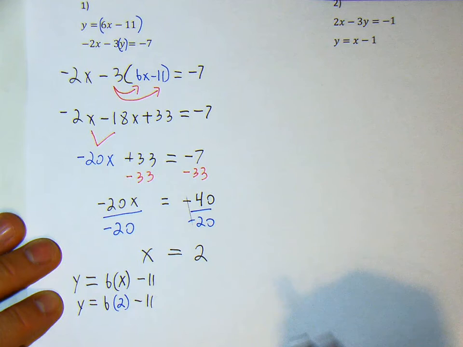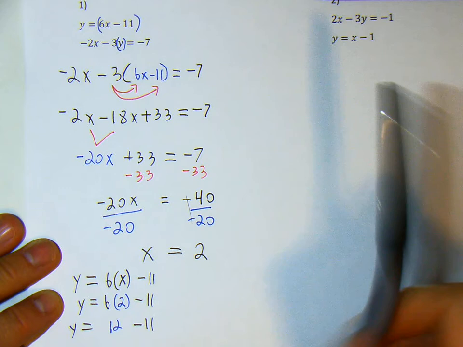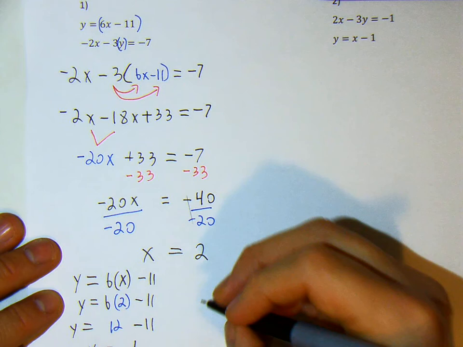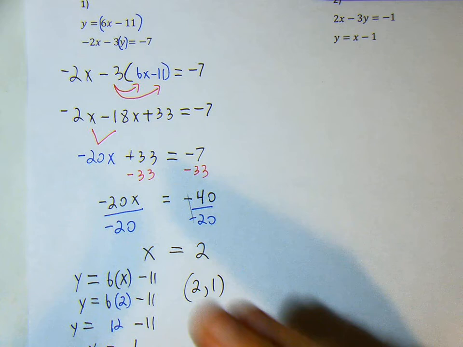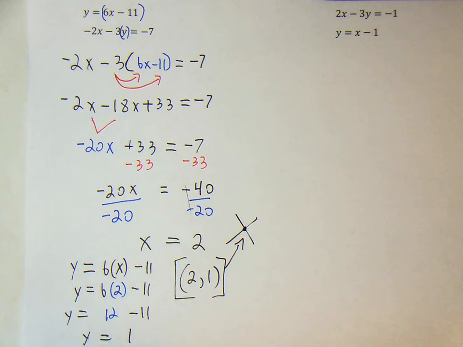We rewrite the equation. Y equals 6 times 2 minus 11. So 6 times 2 is 12. So y will equal 1. So this solution set will equal 2 comma 1. So these two equations will cross, and their crossing point would be 2 comma 1. That's it. This is how we solve via substitution for problem number 1. Now let's do problem number 2.